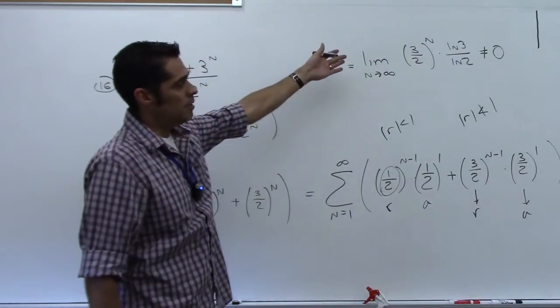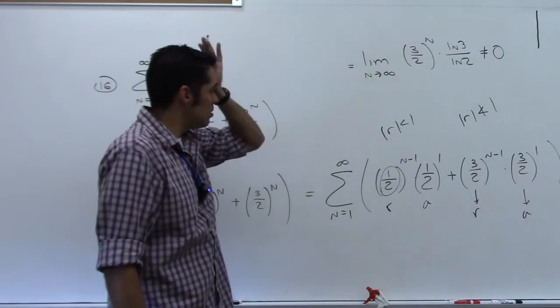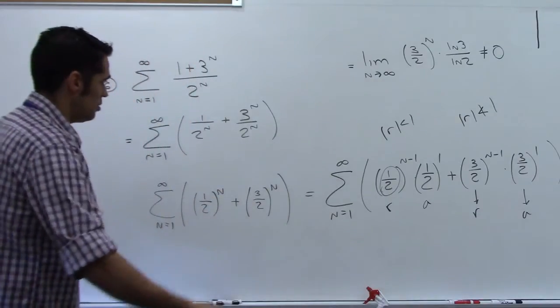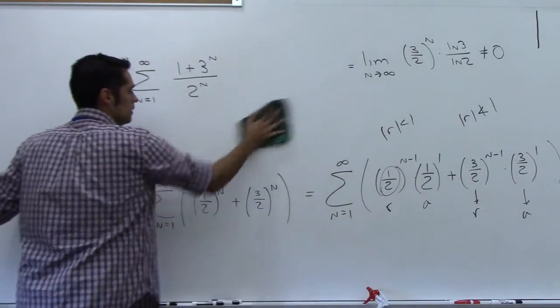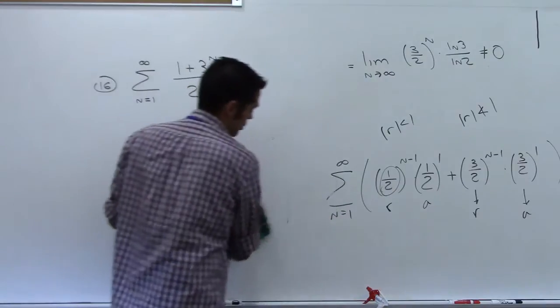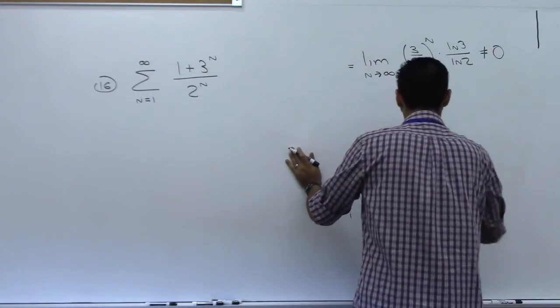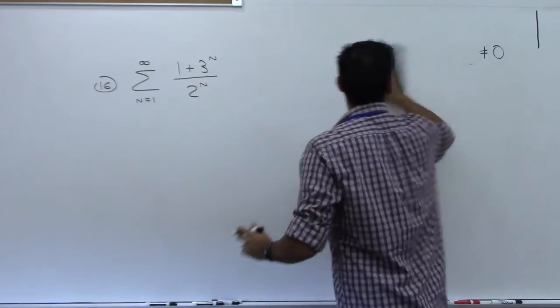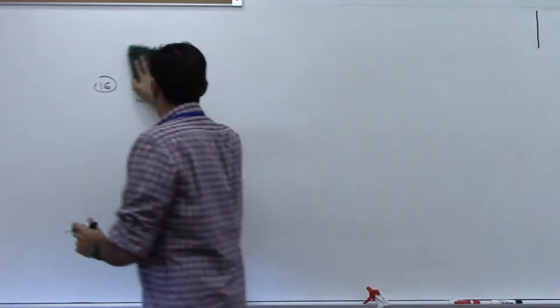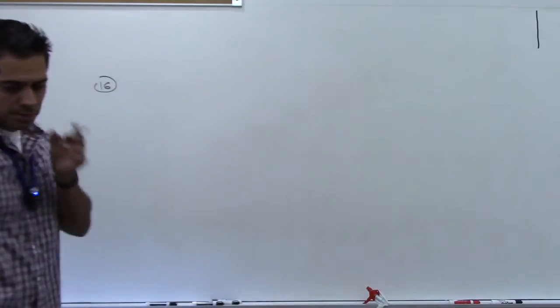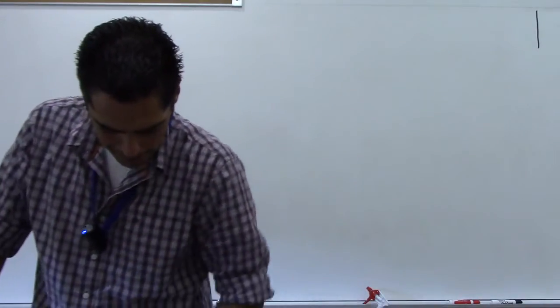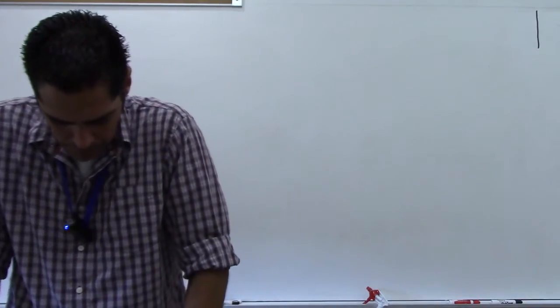That's one way using the nth term test, and the other way is just to look at it as a geometric series. Or actually, the sum of 2 geometric series. Hope that made sense. So these first couple of problems are showing the power of the nth term test.